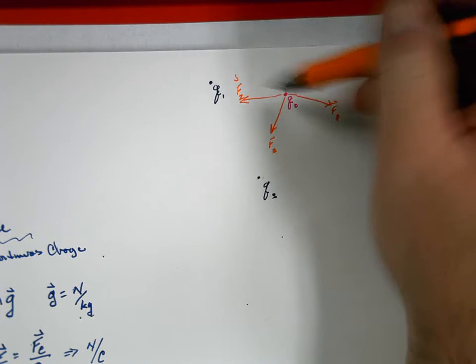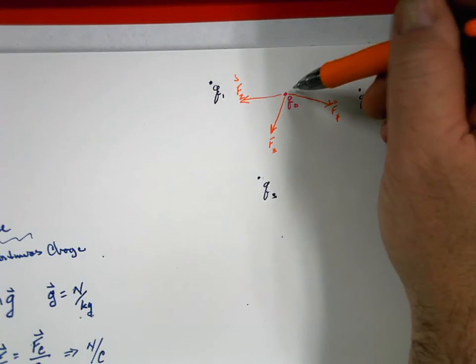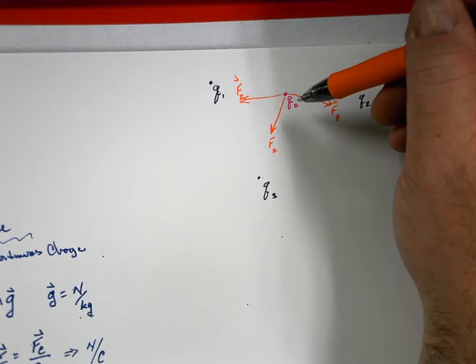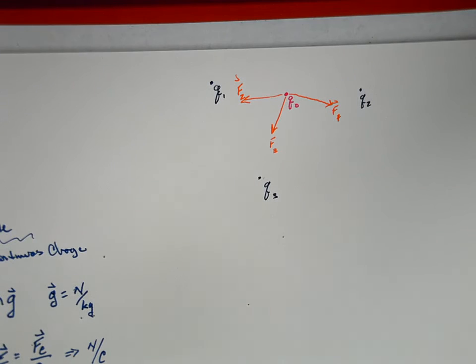Okay, so these would be our point charges, by the way. 1, 2, and 3 would be our point charges, and Q naught is our test charge. And the superposition principle just says that you can add them all up, but it has to be according to vector addition.